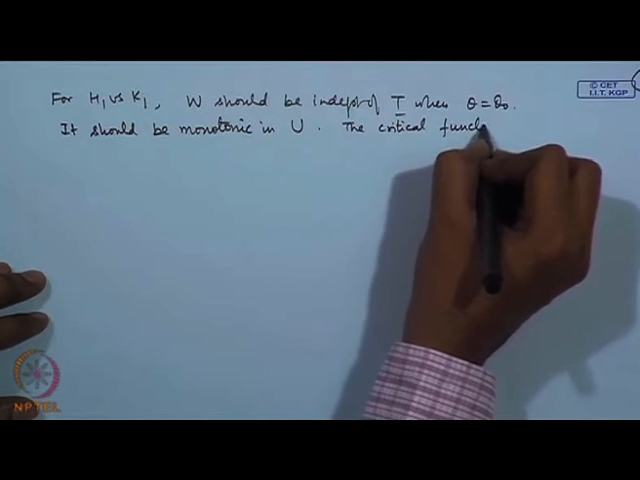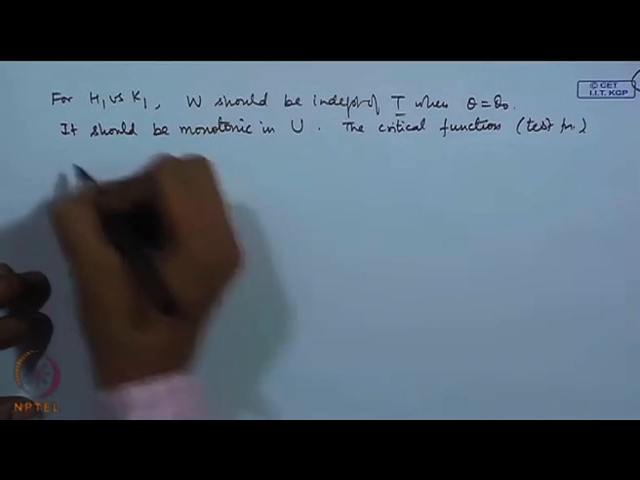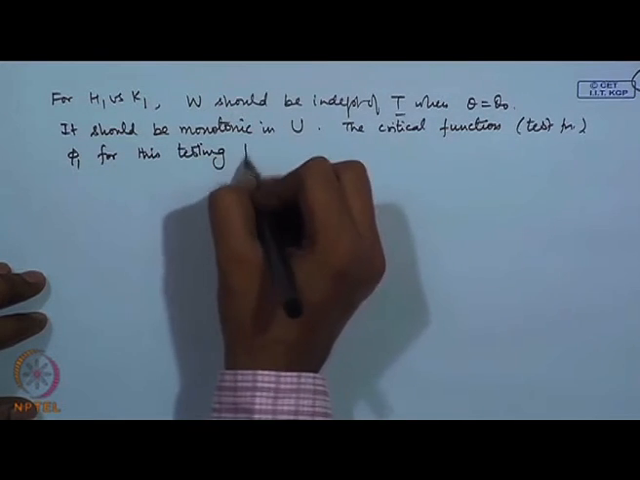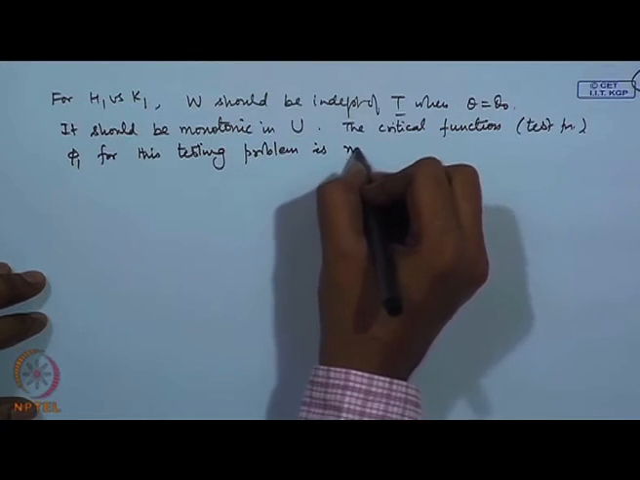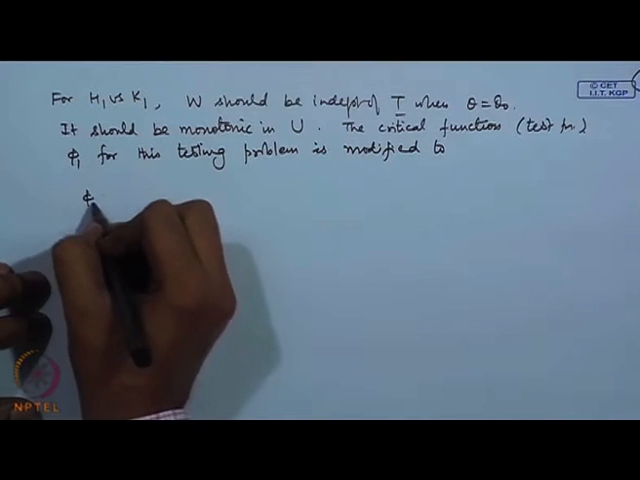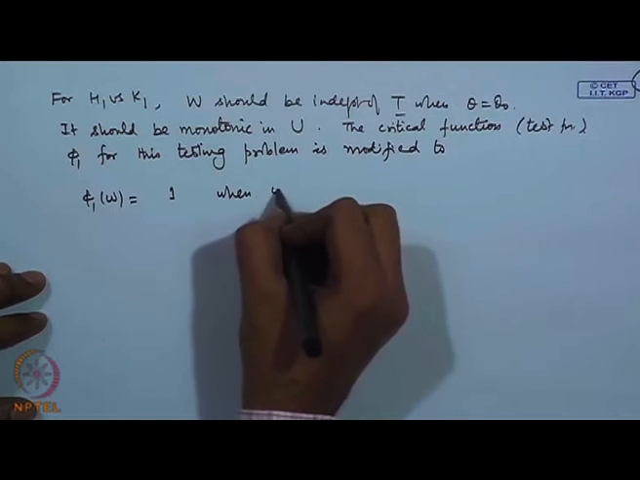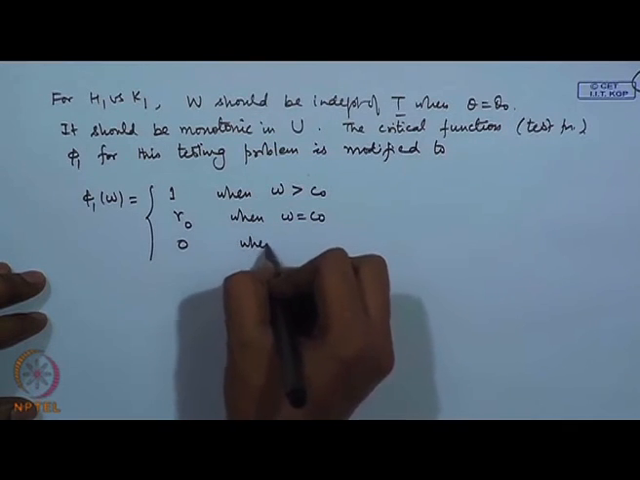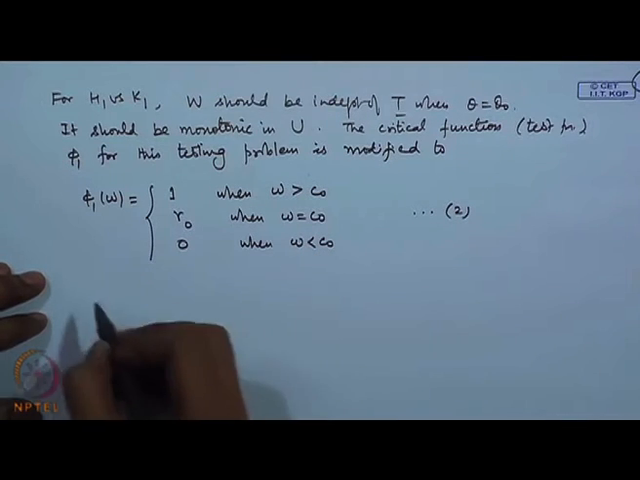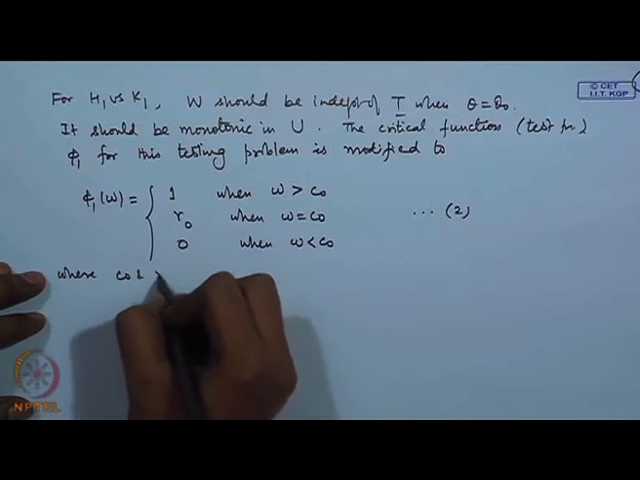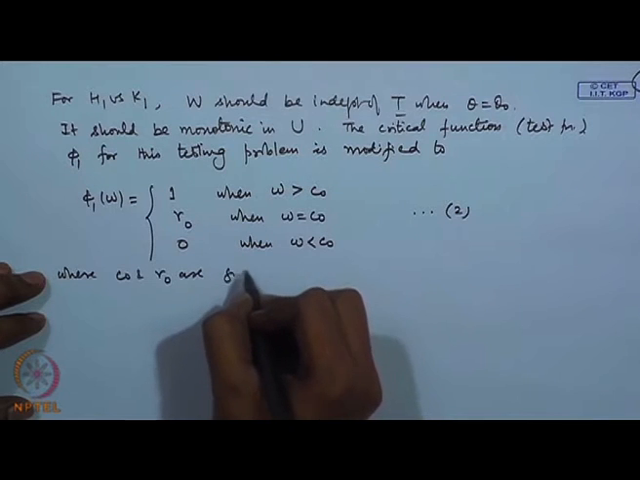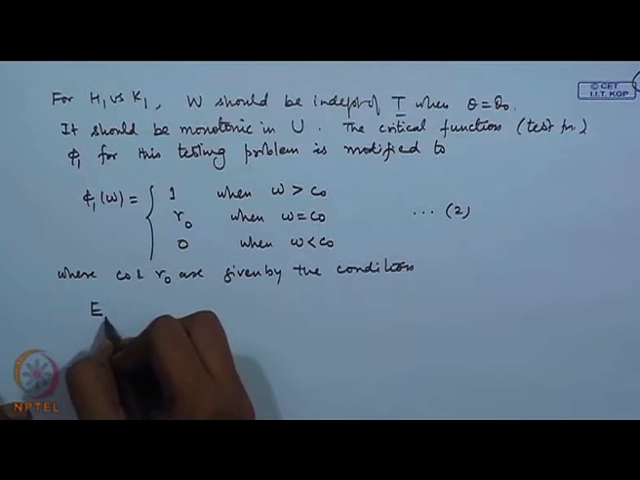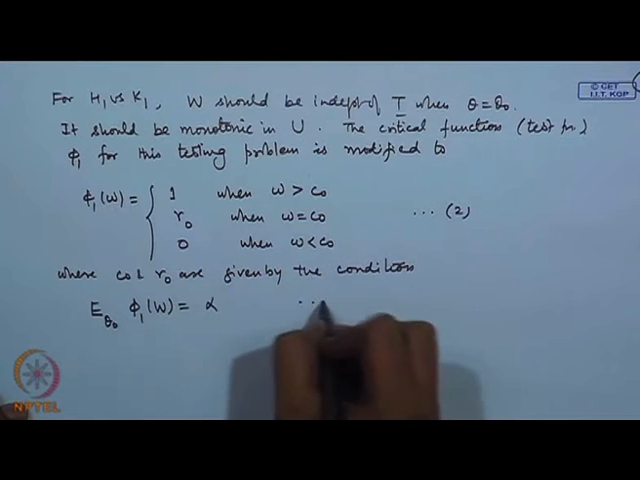The critical function, or the test function, phi 1 for this testing problem is modified to phi 1 of w is equal to 1 when w is greater than C naught, it is equal to gamma naught when w is equal to C naught, and it is equal to 0 when w is less than C naught, where C naught and gamma naught are given by the condition expectation of phi 1 w is equal to alpha.